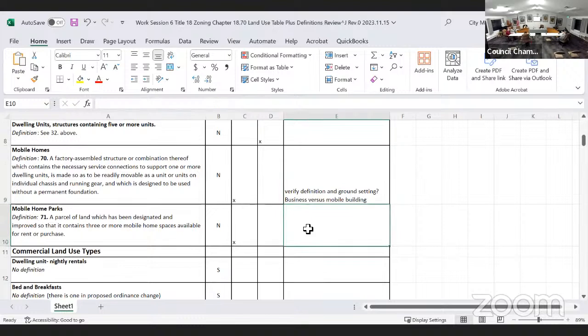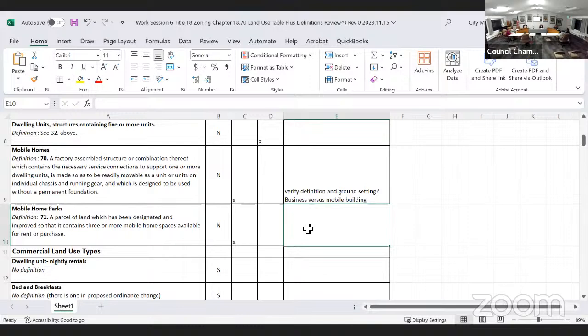This is Dawn. So I was looking at the definition of a mobile home, which is number 70 on page 24. If you read through it, it says a factory assembled structure or combination thereof, which contains the necessary service connection to support one or more dwelling units. It is made so as to be readily movable as a unit or units on an individual chassis and running gear, and which is designed to be used without a permanent foundation. So I don't think that.